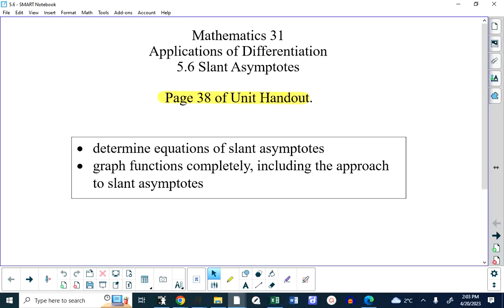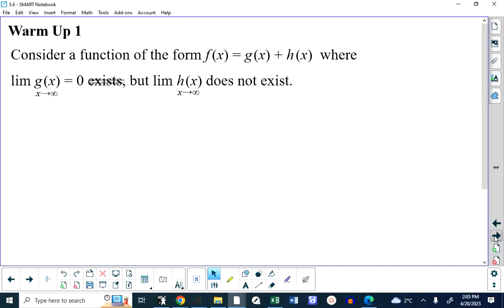Today we're looking at slant asymptotes. We're going to be determining equations of slant asymptotes and then graphing functions completely, including slant asymptotes if they exist. So warm-up 1. We're going to be talking about a function that's a sum of two other functions. And my grammar is a little tortured here.